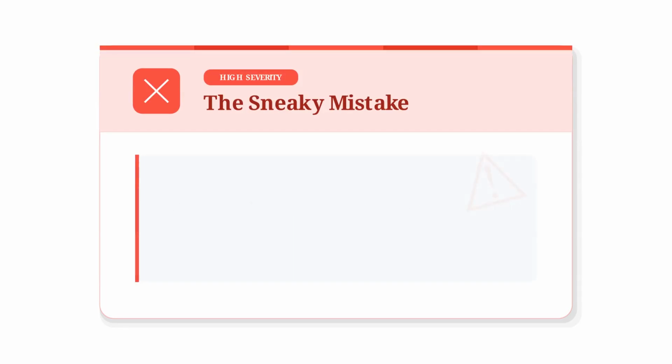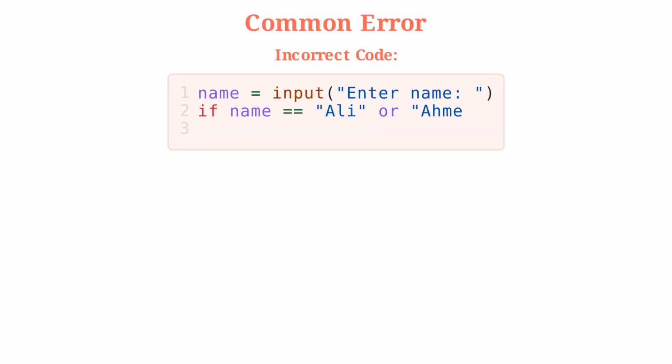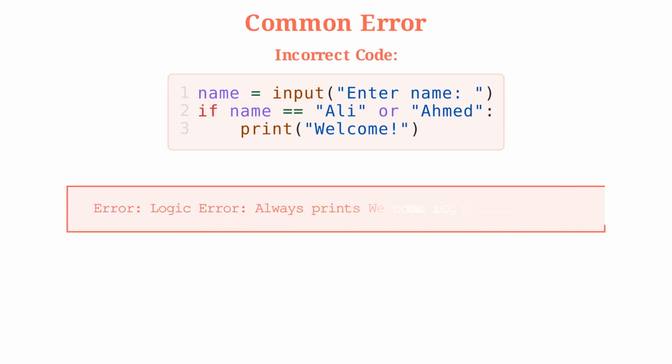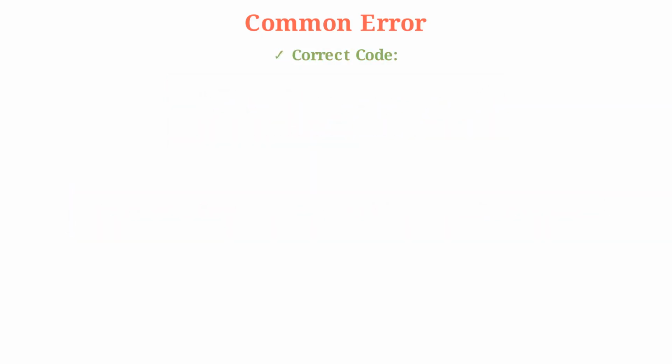Here's a mistake that catches almost everyone. Writing if name equals Ali or Ahmed looks right in English, but it's always true in Python. This trips up so many students because it seems logical. Look at this broken code. Python sees this as name equals Ali or the string Ahmed. Since any non-empty string like Ahmed is always true, this condition is always true no matter what name you enter.